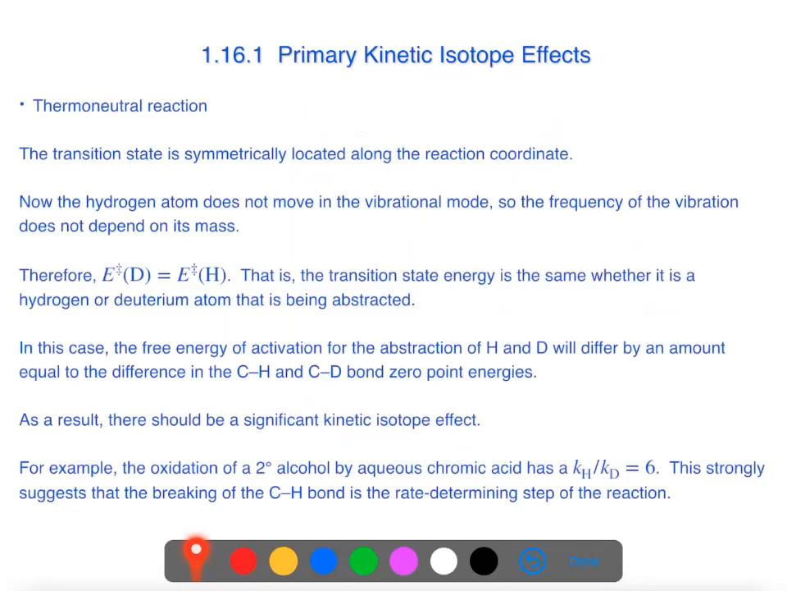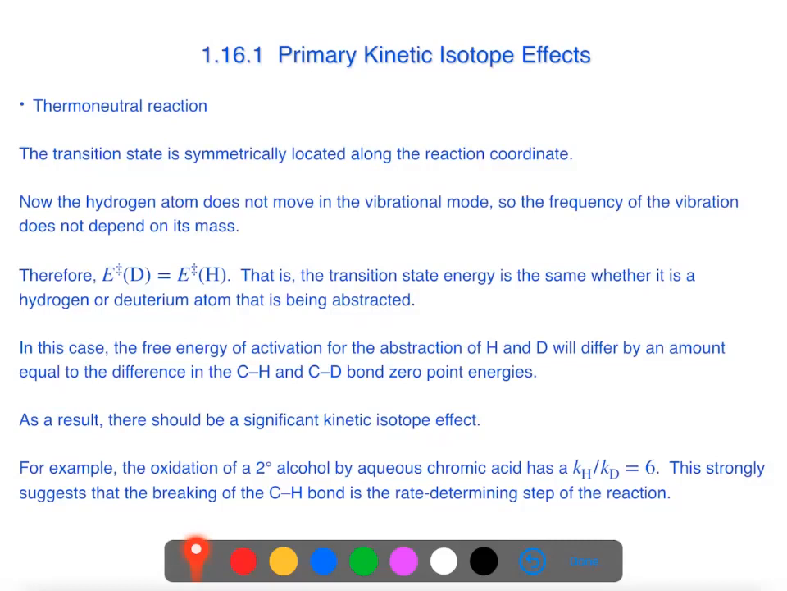Now, in our third and last example is the thermoneutral reaction. In this reaction, the transition state is symmetrically located along the reaction coordinate. Now the hydrogen atom does not move in the vibrational mode, so the frequency of the vibration does not depend on its mass. As a result, the transition state energy associated with the CD bond is equal to the transition state energy associated with the CH bond. So these energies are the same whether it's a hydrogen or deuterium atom that is being abstracted.